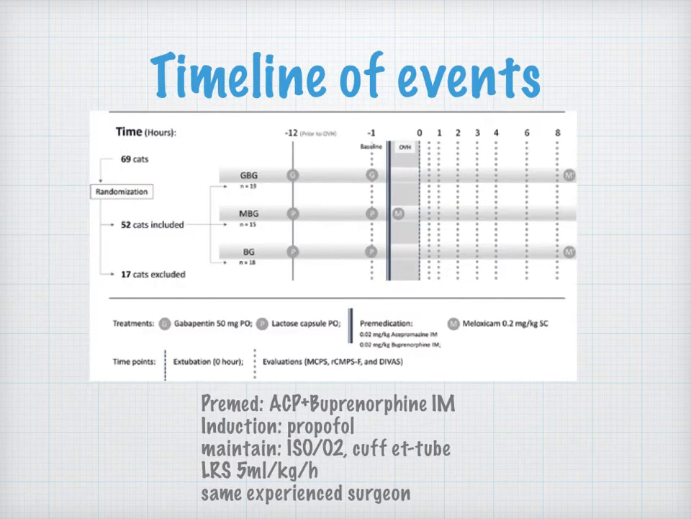The picture showed the timelines of all the events. 12 hours and 1 hour prior to OHE surgery, the cats received the oral capsules, then premedication. 20 minutes later, an IV catheter was placed, with induction with propofol, intubation, and maintenance on isoflurane in oxygen. The MBG cats received a dose of meloxicam subcutaneously immediately after induction. LRS was administered at the rate of 5 ml/kg per hour. 1 veterinarian with experience in surgery performed OHE.